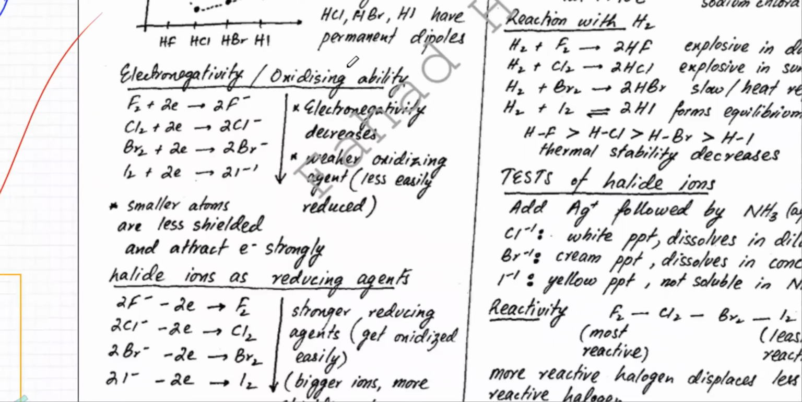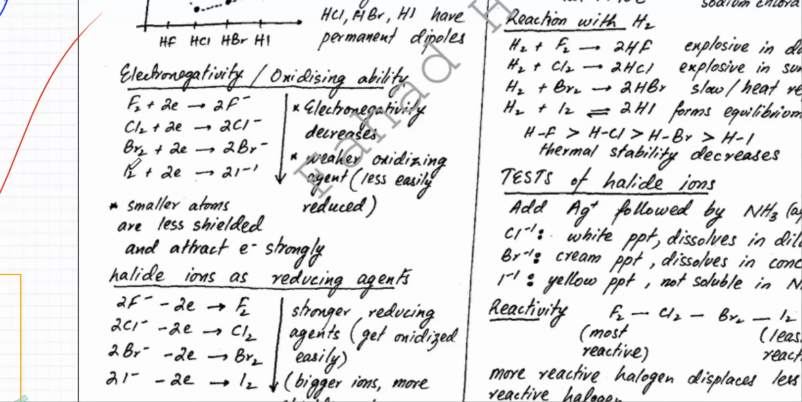electronegativity or oxidizing ability. If something gets reduced, this is gain of electrons. This is reduction happening. If something gains electrons, what that means is that it's acting as an oxidizing agent. So who likes to really gain electrons? The top ones are the most electronegative. So fluorine really likes to gain electrons. So electronegativity decreases down the group. So they become weaker oxidizing agents because they don't like to gain electrons when you go down the group.